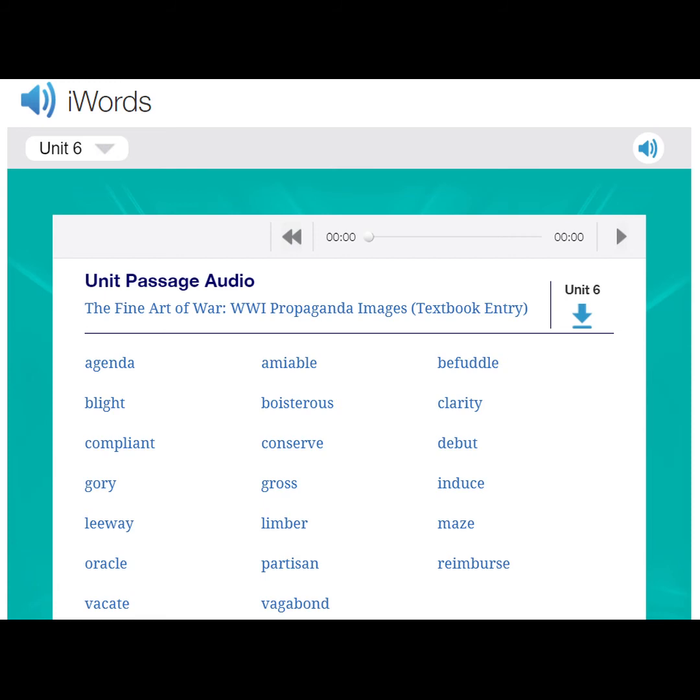Oracle. Oracle is a noun meaning someone or something that can predict the future. A political oracle may forecast the results of a presidential election long before the actual voting takes place. Also, some people consider the groundhog a dependable oracle for the arrival of spring. Well, it's your turn now. Say oracle. One more time.